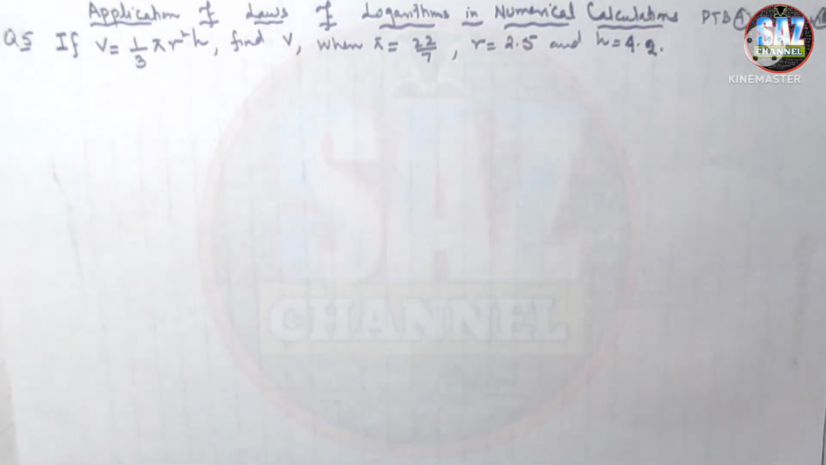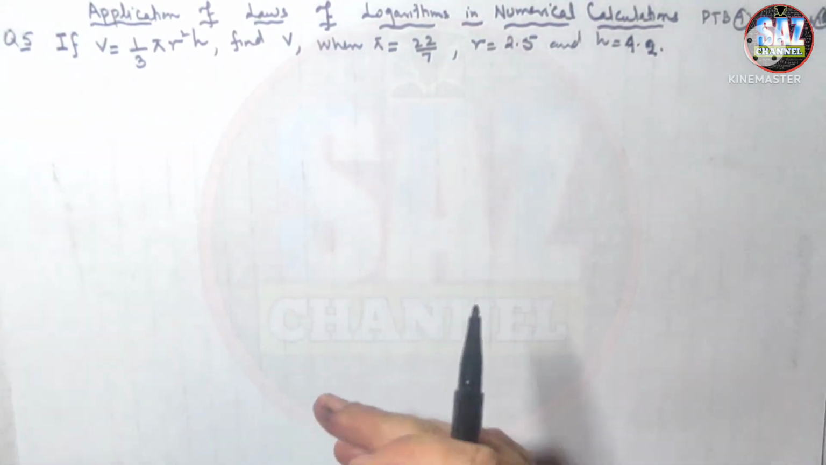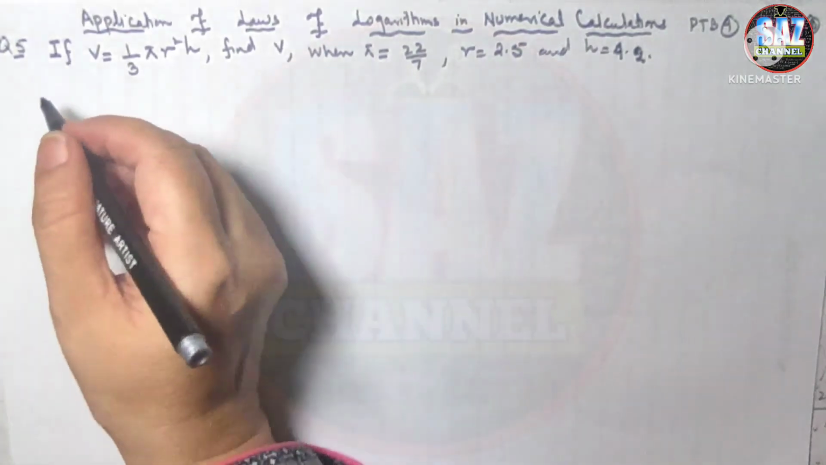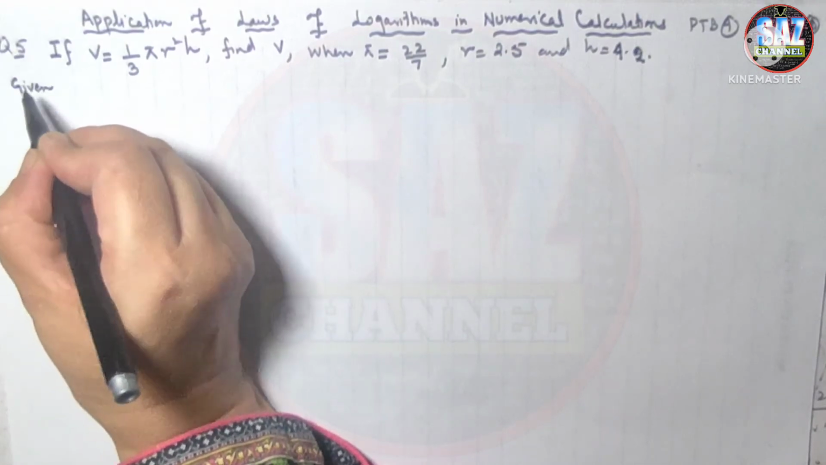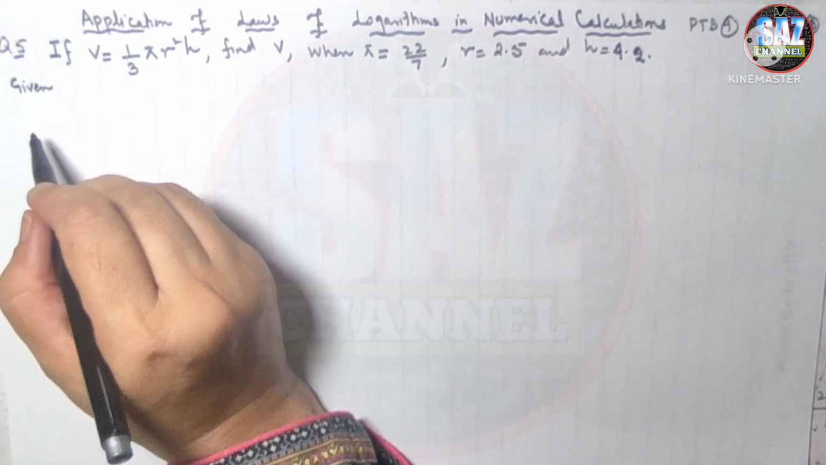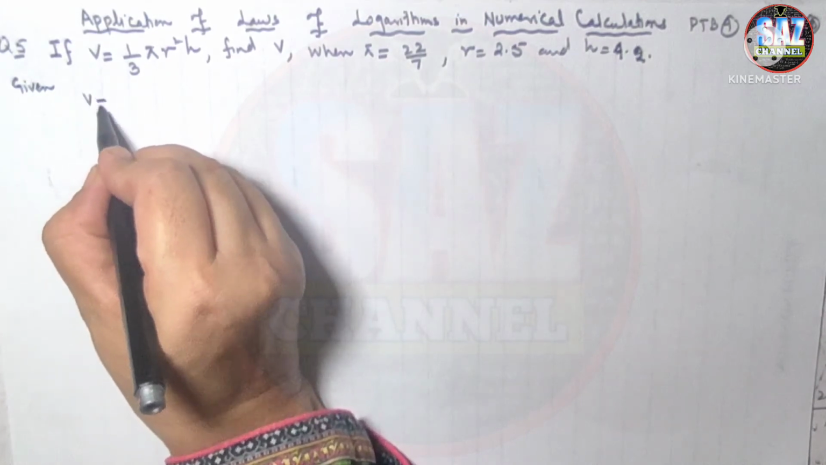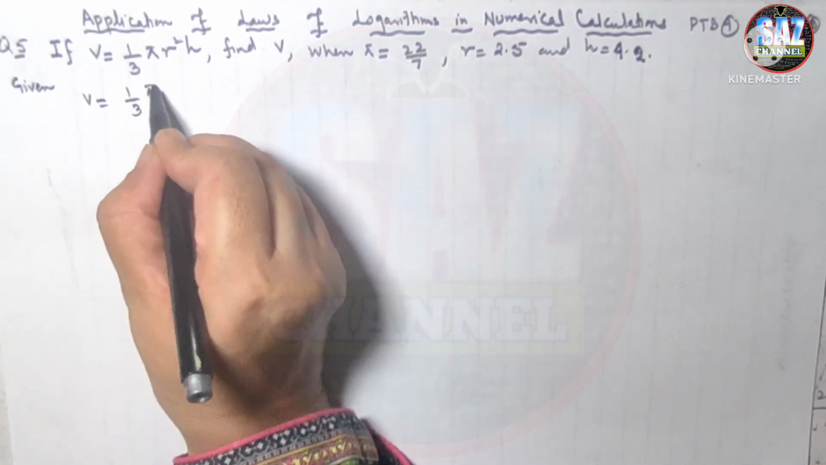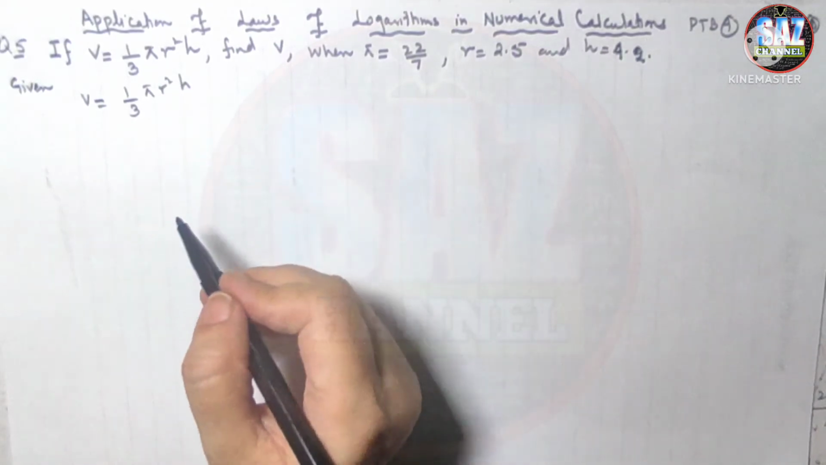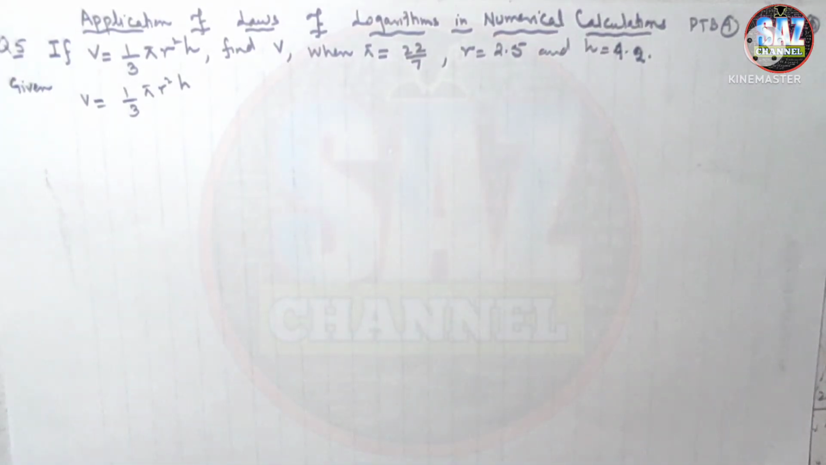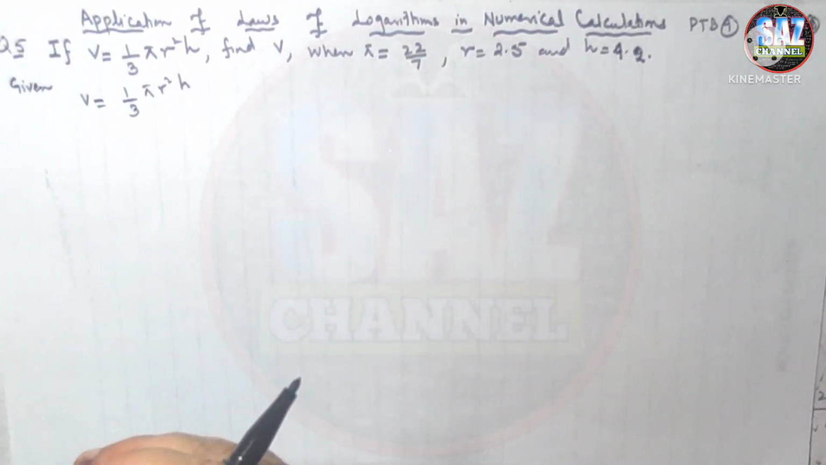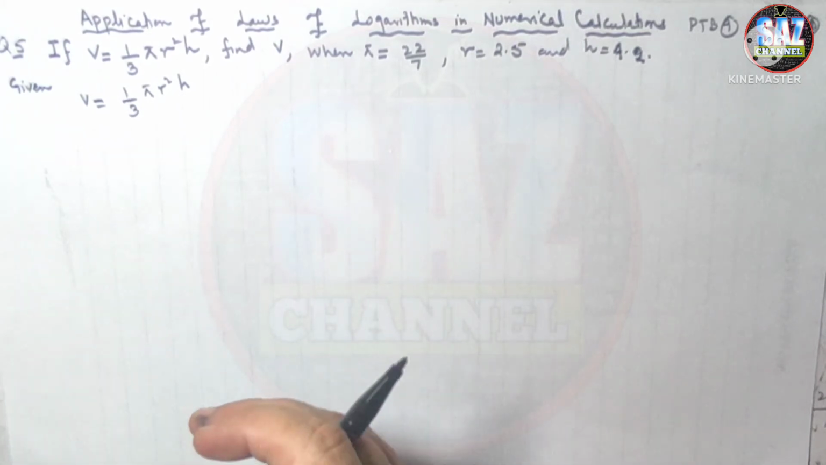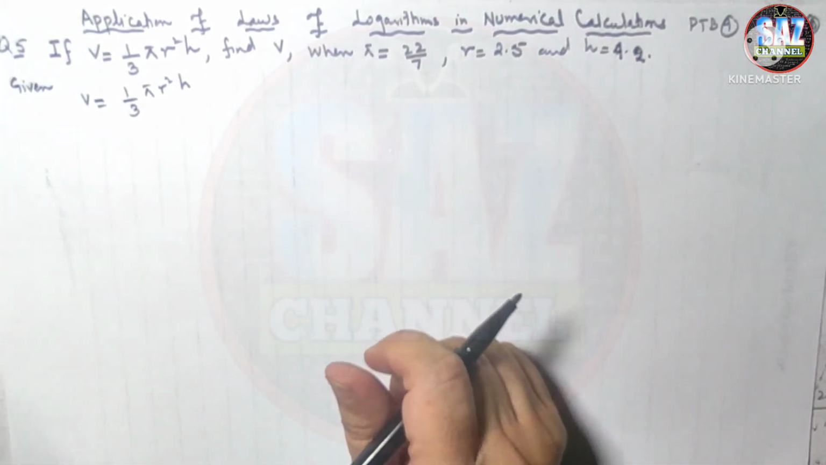So let's move to the solution of the question. Question is given for the volume of what object, volume of cone, 1 by 3 pi r square h. Given is the volume, and we have to find value of V. V equals to 1 by 3 into pi and r square h, and we are given with the values of pi, which is 22 by 7, and r is 2.5, and then what is the value of h, that is 4.2.